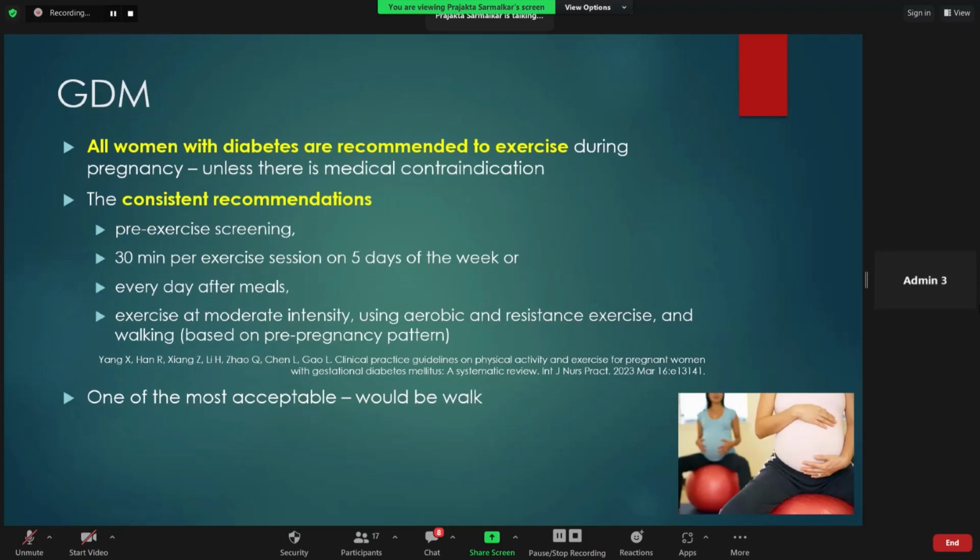Of late, we have these prenatal classes where they do a lot of exercises with dumbbells and exercise balls. Again, they all have to be supervised if you're doing any kind of moderate to high intensity activity during pregnancy.